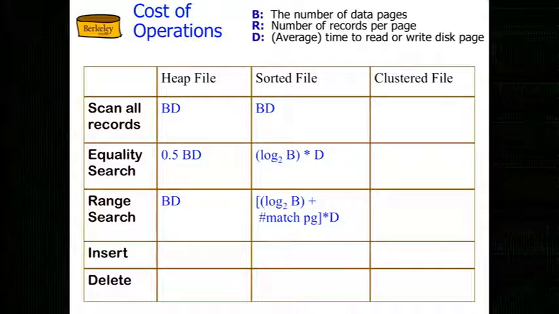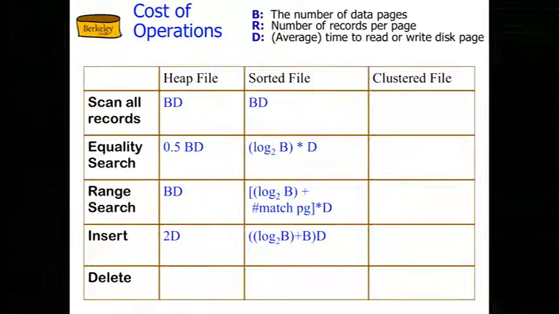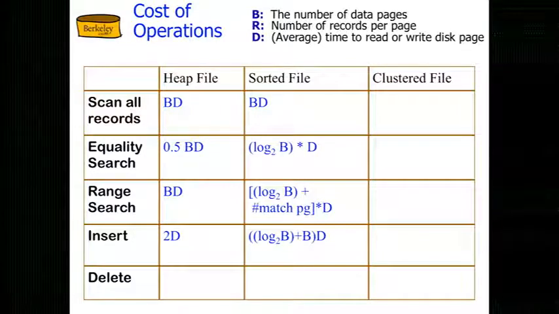So it's the cost of a lookup, which is log base 2 B, times D, plus B over 2 times D. The log plus the read-write times D. Read-write of half. Good? And then deletion.